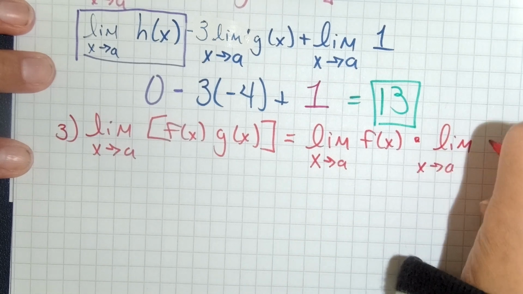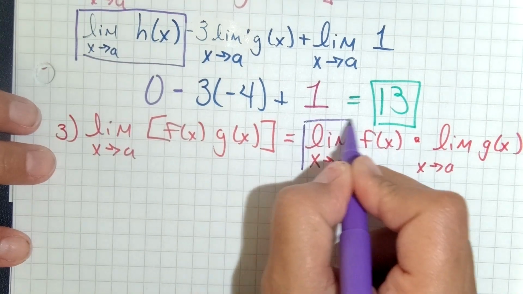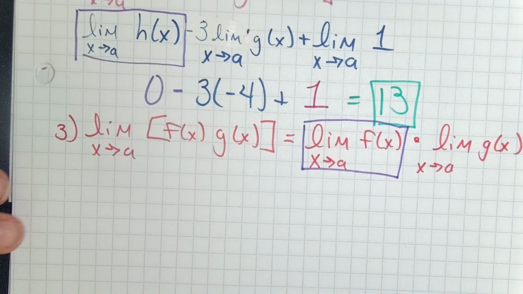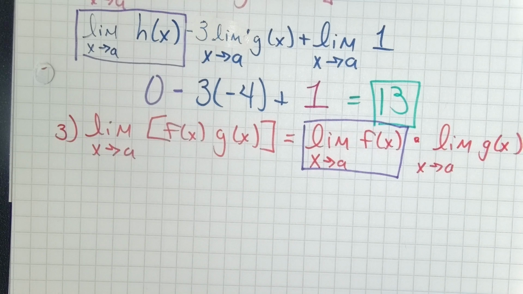Limit as x approaches a of g of x. So this is the multiplication rule. I have two limits. They're both approaching the same value, so I'm going to separate them. Okay, so what is the limit as x approaches a of f of x? We're using those three things for all of the 6 problems. Yes, 2. Any questions on where I got that from?